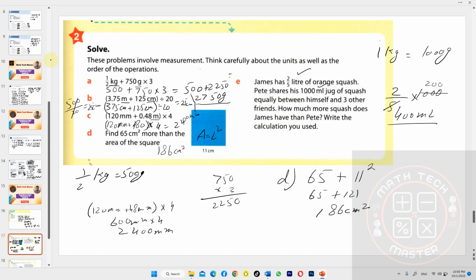Now Pete shares his 1000 ml jug of squash equally between himself and 3 others. So it is dividing 1000 into 4 persons. So it will be 250 milliliter each. So how much more squash does James have than Pete? The calculations are, we have just converted the liters into milliliters, and then we will write down 400 ml minus 250 ml, and it will be 150 ml more James has.